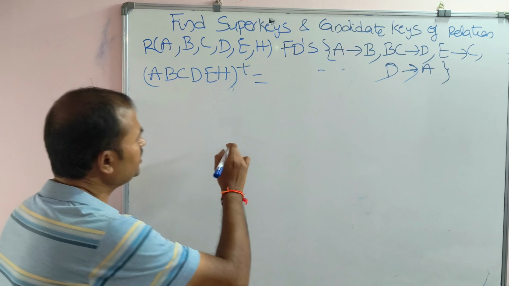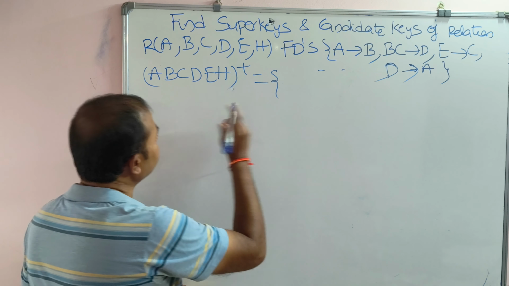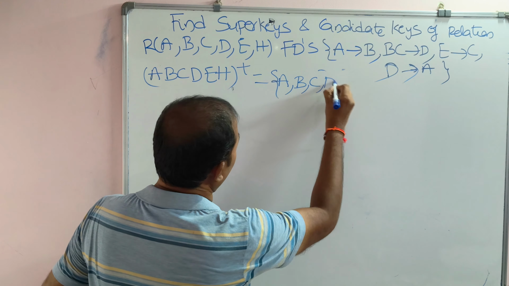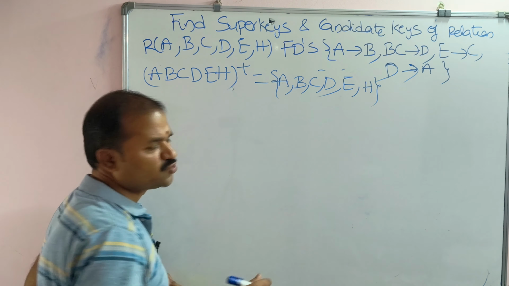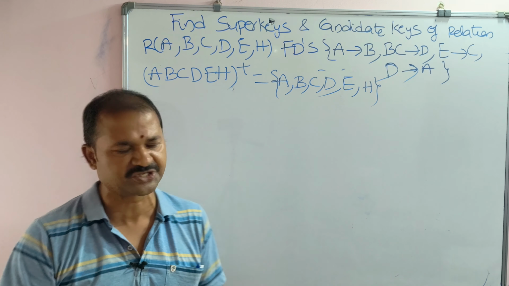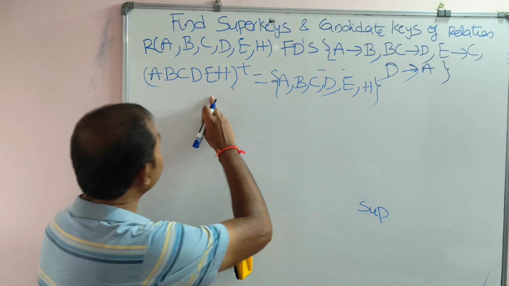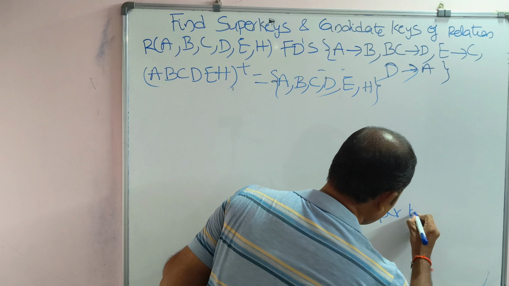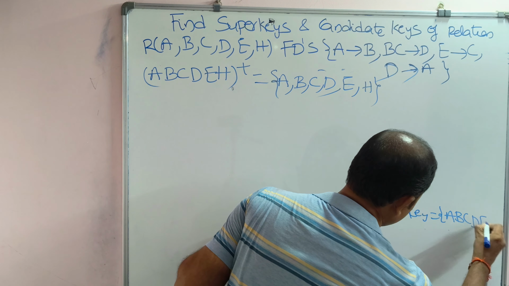So let us find the closure. So here A determines itself, B determines itself, reflexive property. So it will give all attributes A, B, C, D, E, H. We know what is a super key. Super key will determine all the attributes. So here the first super key is, so it is determining all the attributes. So this is the super key. So the first super key is A, B, C, D, E, H.